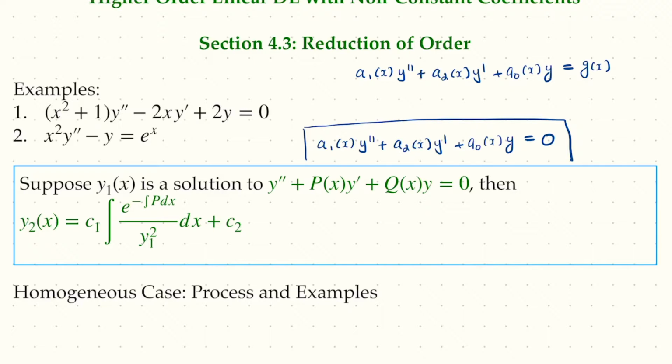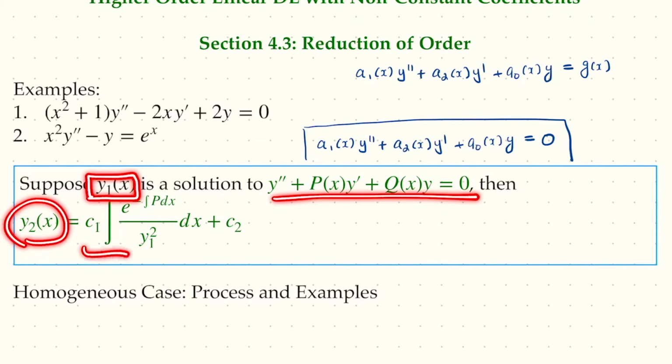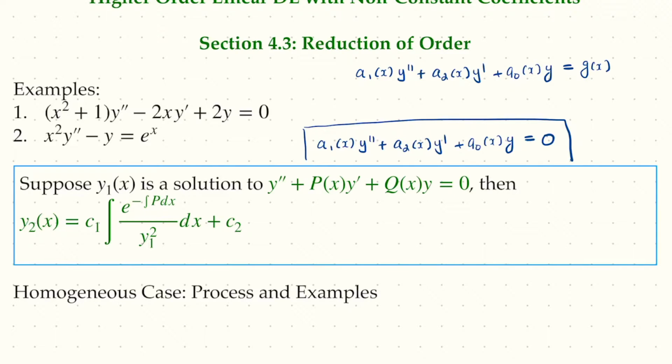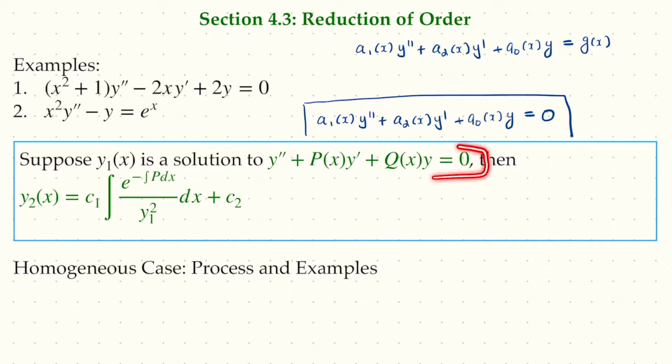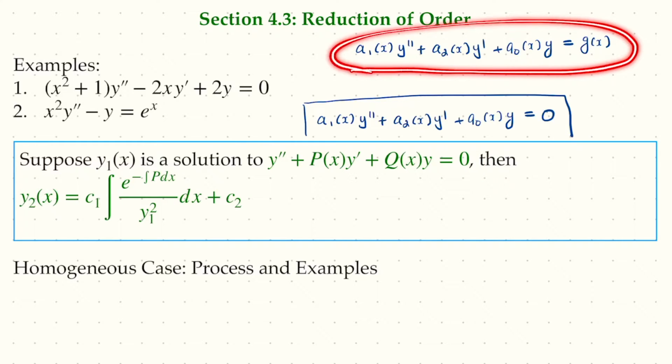then you can find y2. Suppose y1 is a solution to this equation. You can find y2 using this integral, similar to your first order linear differential equations. You find p, integrate it with respect to x, and then raise e to the negative integral of p dx, divided by y1 squared, and you integrate that again. You can do that since it's a formula, but I'm going to go through a process of how this works, and that process is helpful not only for solving the homogeneous case but also the non-homogeneous case.